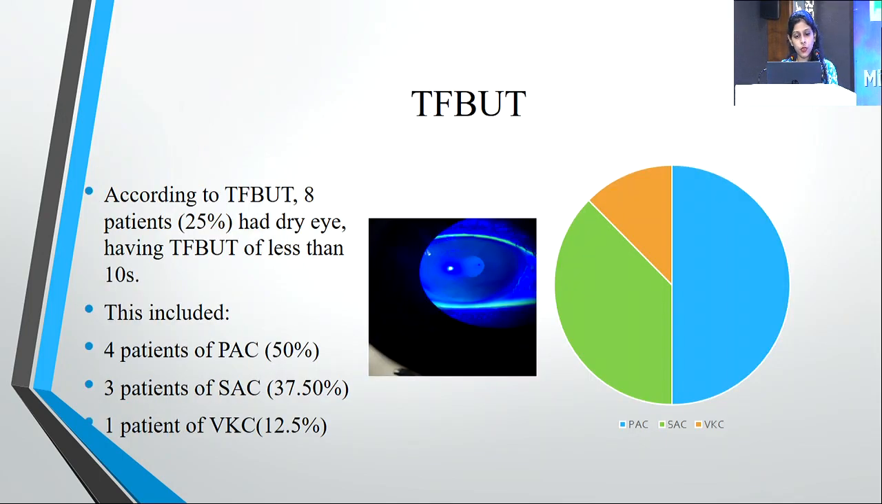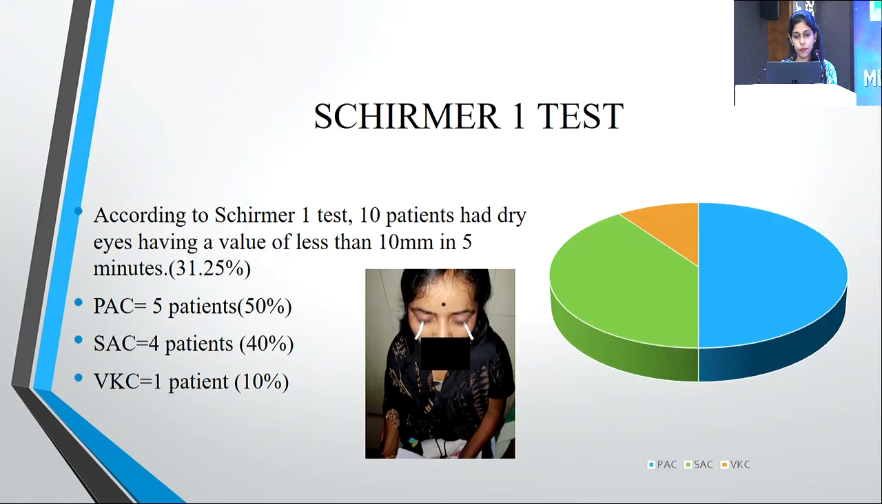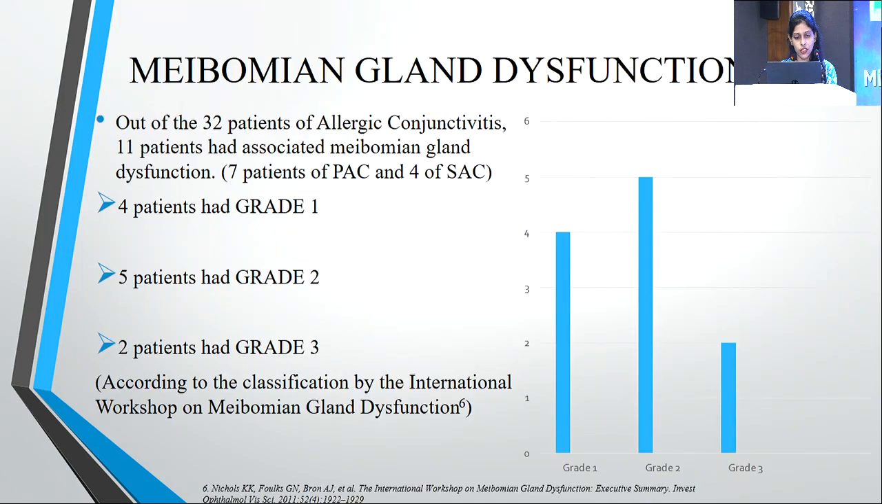According to TFBUT, 25% of patients had dry eye, having a TFBUT of less than 10 seconds, which included 4 patients of perennial, 3 of seasonal, and 1 patient of VKC. According to the Schirmer-1 test, 10 patients had dry eye, having a value of less than 10 millimeter in 5 minutes, which included 5 patients of perennial, 4 patients of seasonal, and 1 patient of VKC.